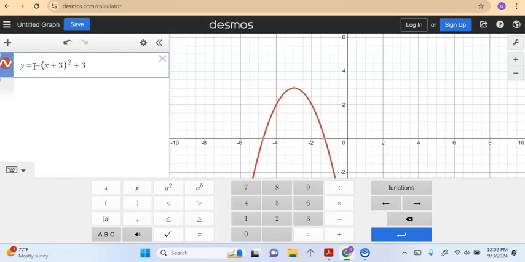So the great thing about these transformation rules is once you understand them, they apply exactly the same to all parents. So that flips the cube root parent. That flips the absolute value parent. If I put a negative in front, it just takes that parent graph, the translated parent in this case, and it flips it over. It's called a vertical reflection. All right, and then we're going to look at some other parents in just a minute.